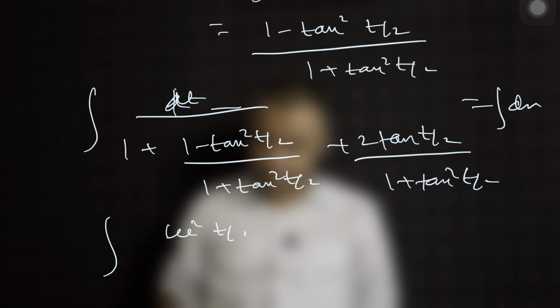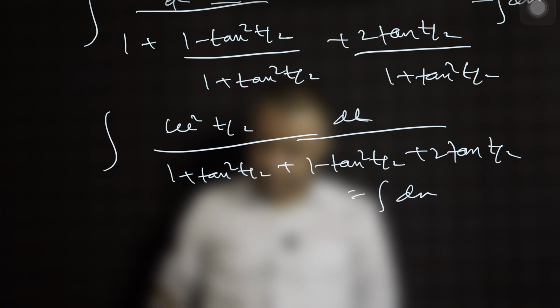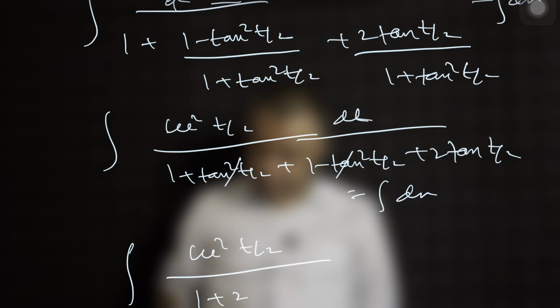So this is nothing but sec square t by 2. Now you see here, this is 1 plus tan square t by 2, 1 minus tan square t by 2 plus 2 tan t by 2 dt is equal to dx. Now you see this and this get cancelled, and I have this as your 1 plus 2 tan t by 2 is equal to dx dt.